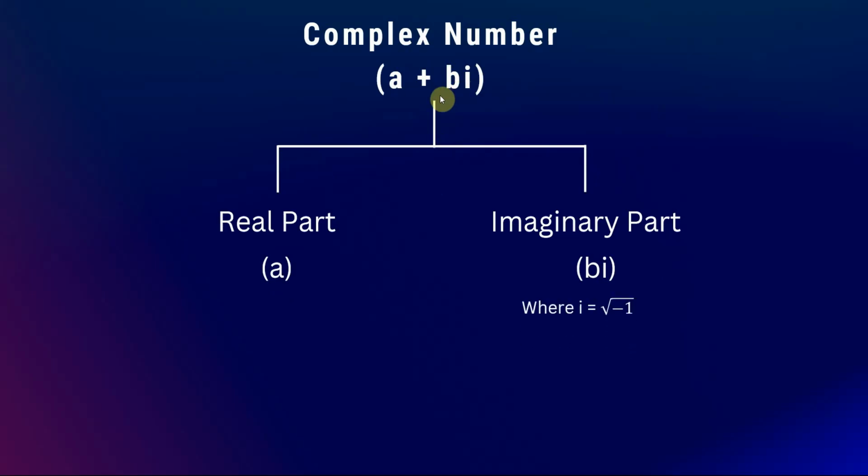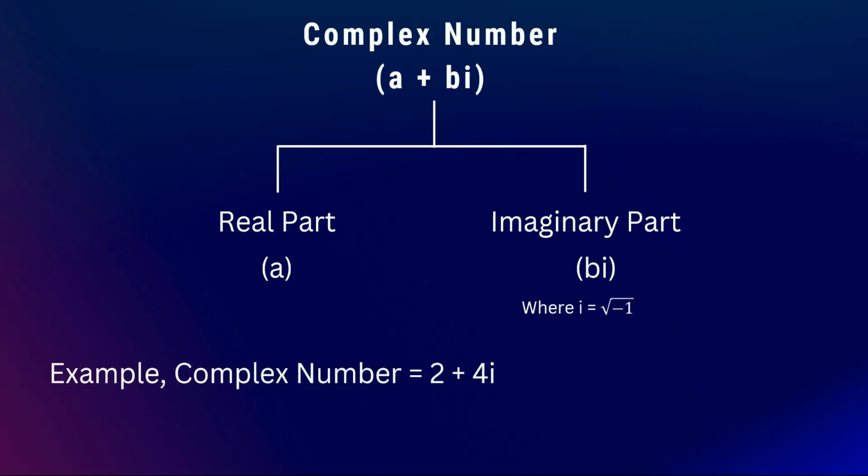Okay, so now here the value of i is nothing but the square root of -1. So whenever we have the problem of finding the square root of negative numbers, in that case the idea of complex numbers comes. So we'll understand this with the help of an example.